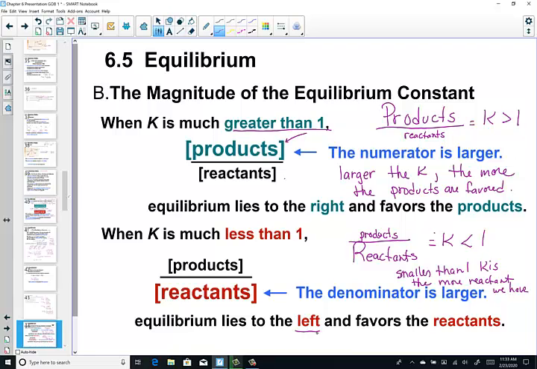K constants that are greater than 1 favor the products. The equilibrium lies to the right. Equilibrium constants that are much less than 1 favor the left side. The equilibrium lies to the left and favors the reactants.